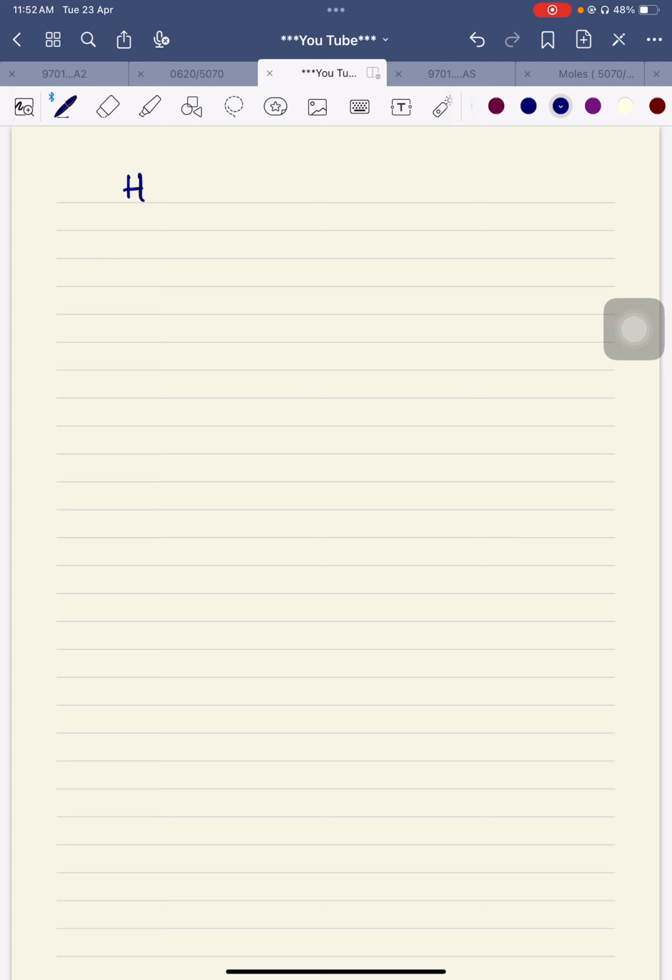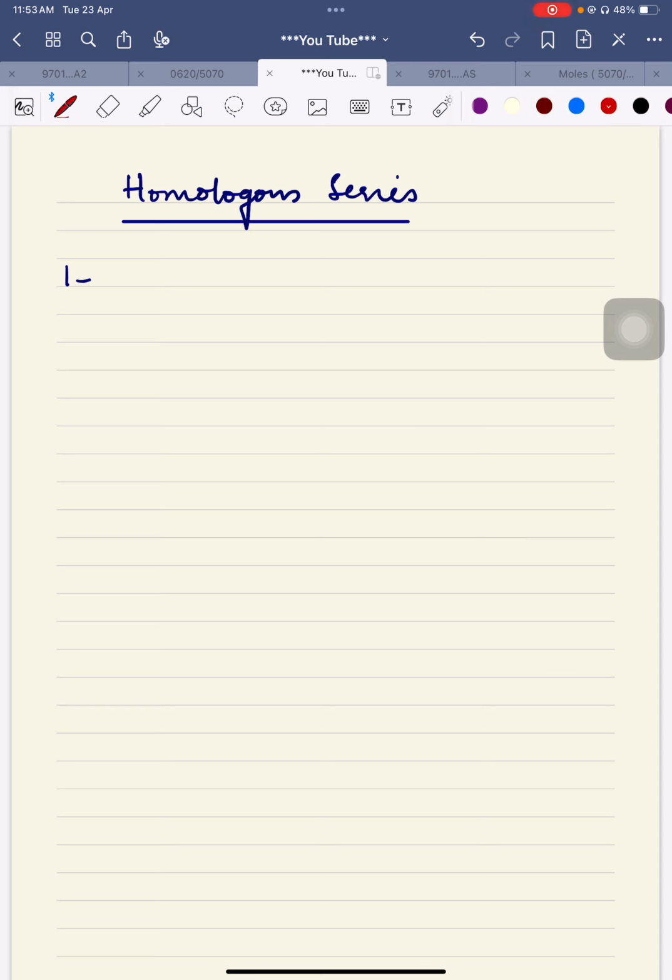Okay, now what are those? Okay, so homologous series have different types of characteristics. Number one, all the members of one homologous series. I'm writing it very clearly and telling you that this is one of the examiner's favorite questions.